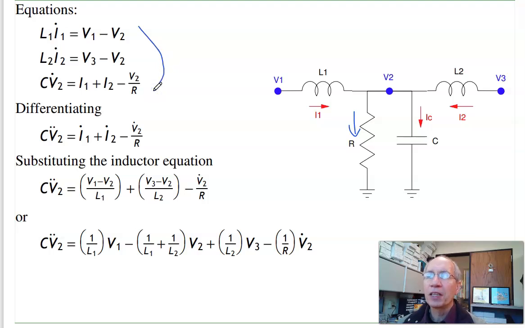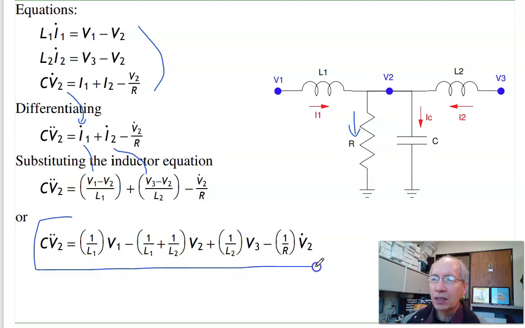To simplify, there's a couple ways to do it. One trick is to take the derivative. Differentiating this, I get the second derivative of V2, first derivative of I1, first derivative of I2, and derivative of V2. Now solving for I1, you bring the L2 right, and substitute for I2 dot, and now rearrange the terms. I get this is the equation for node 2 of this transmission line.